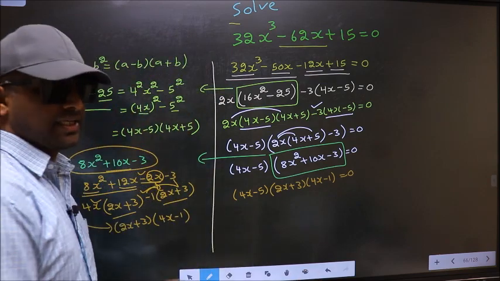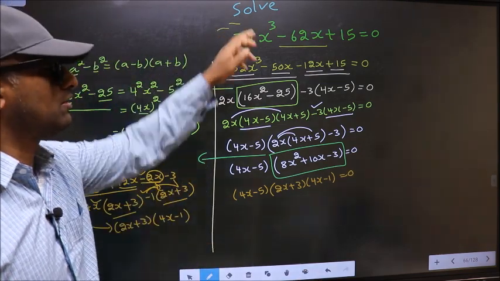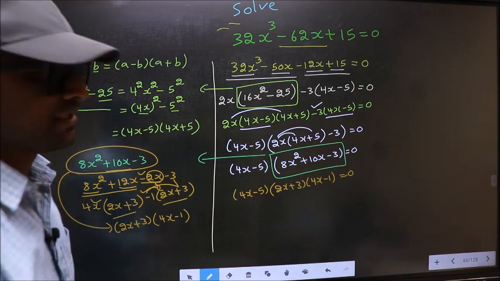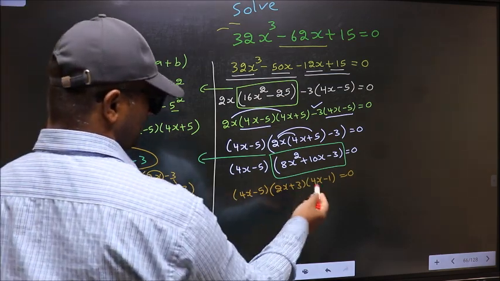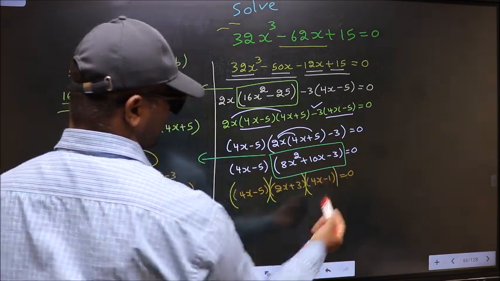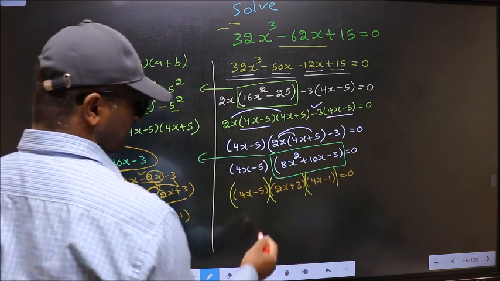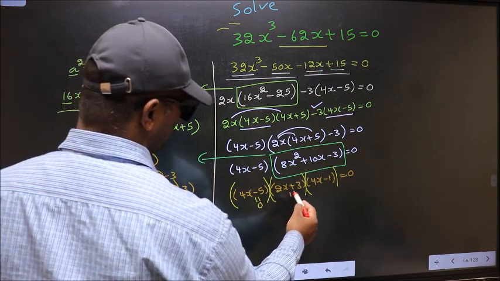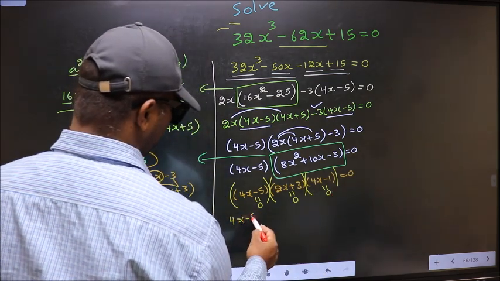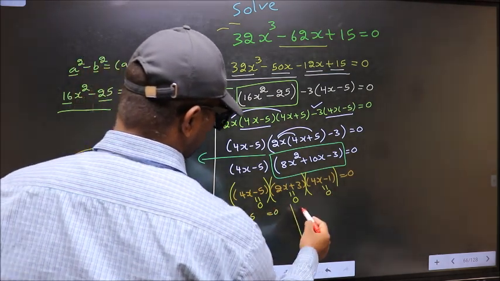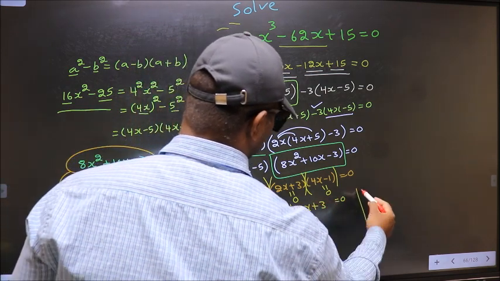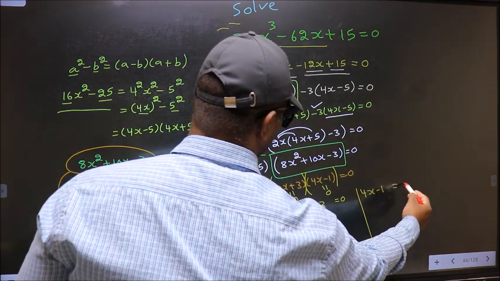Here they told us to solve, which means we should get the values of x, and over here we got product of brackets equal to 0. So to get x values, we should equate each bracket to 0. That is 4x minus 5 equal to 0, 2x plus 3 equal to 0, 4x minus 1 equal to 0.